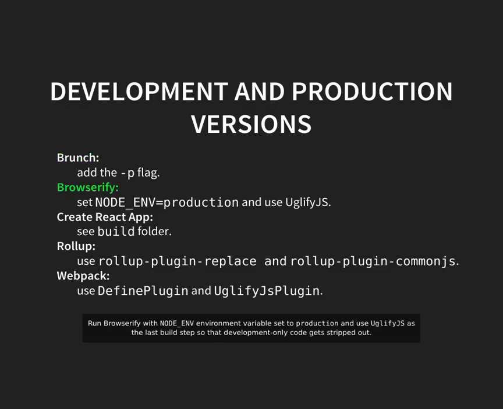Run Browserify with the NODE_ENV environment variable set to production and use Uglify.js as the last build step so that development-only code gets stripped out. If you use Create React App, npm run build will create an optimized build of your app in the build folder. Use the replace plugin together with the CommonJS plugin, in that order, to remove development-only code. Include both DefinePlugin and UglifyJsPlugin in your production Webpack configuration as described in the Webpack guide.